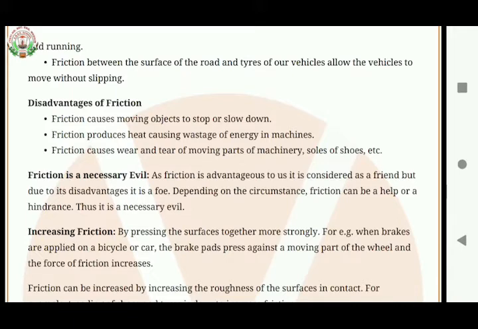There are some disadvantages also. What are the disadvantages of friction? Friction causes moving objects to stop or slow down. Friction produces heat, causing wastage of energy in machines. It causes wear and tear of moving parts of machinery, soles of shoes, etc.